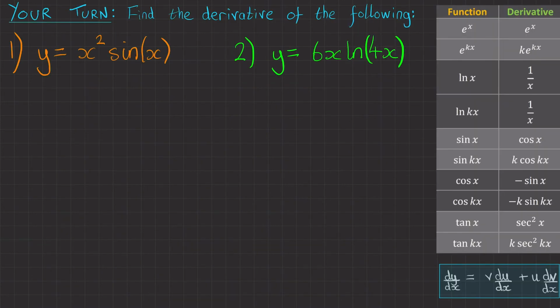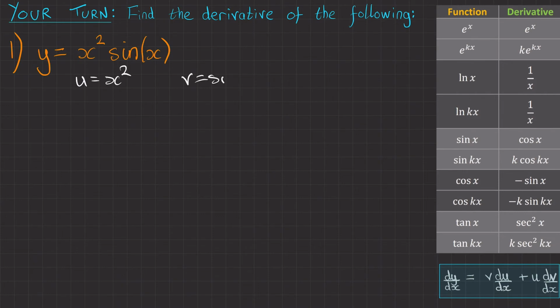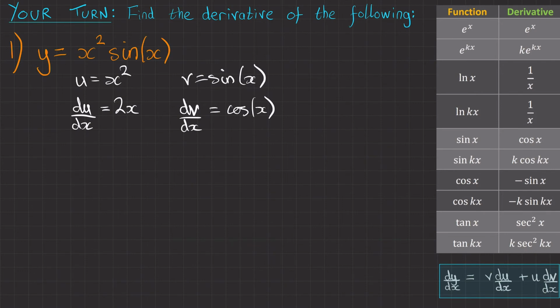Here's two for you to have a go with. Pause the video, resume when you're ready, and the product rule is in the bottom right hand corner here. Okay, so for the first one, we have got u equals x squared, v equals sine x, du by dx equals 2x, and dv by dx equals cos x. Using the product rule, we've got dy by dx equals v, which is sine x, times du by dx, which is 2x, plus u, which is x squared, times dv by dx, which is cos x.